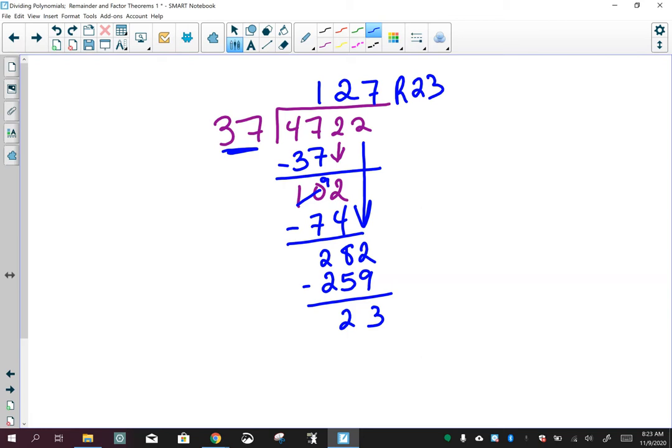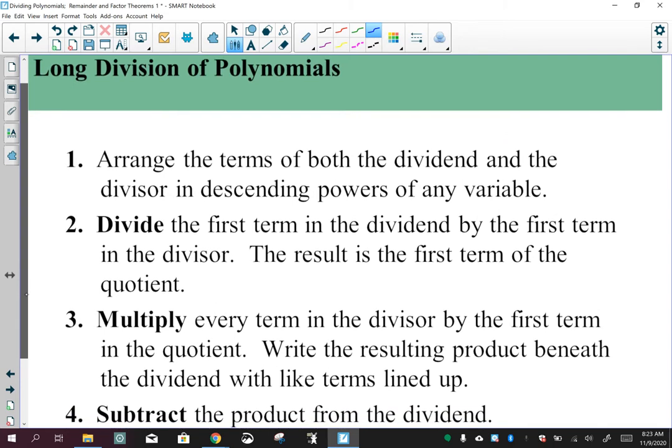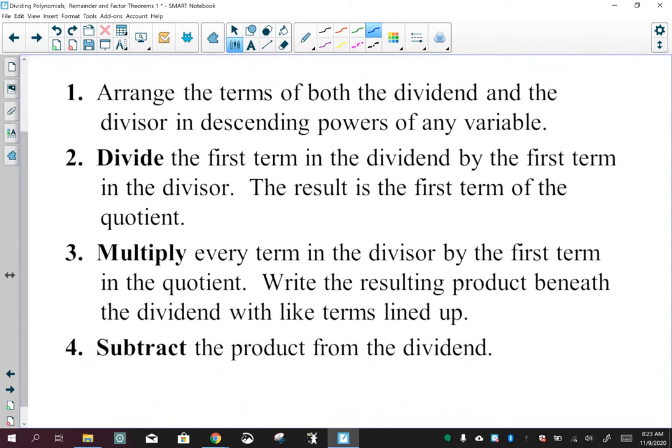So that's how you used to be able to do long division with just straight numbers. That whole entire process: multiply, change the sign, subtract, bring down. Multiply, change the sign, subtract, bring down. It's going to be the same thing here, except we're going to be looking at polynomials. So the first thing you're going to do, if it's not already, we need to arrange the terms both for the dividend and the divisor in descending power.